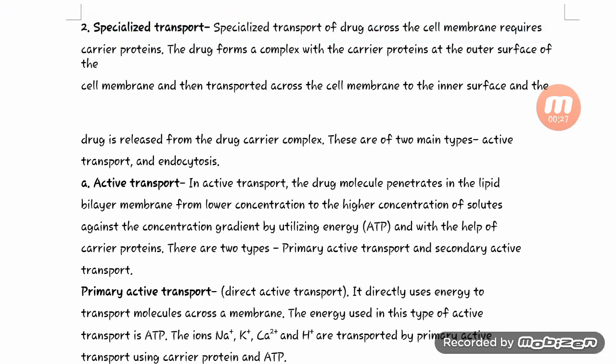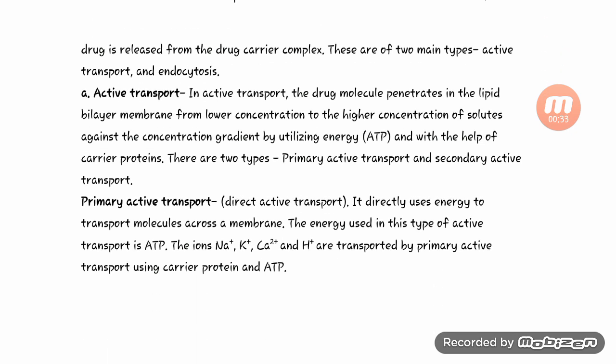There are two main types: active transport and endocytosis. First, active transport. In active transport, the drug molecule penetrates the lipid bilayer membrane from lower concentration to higher concentration of the solute, against the concentration gradient, by utilizing energy, which we call ATP, and with the help of carrier protein. There are two types: primary active transport and secondary active transport.